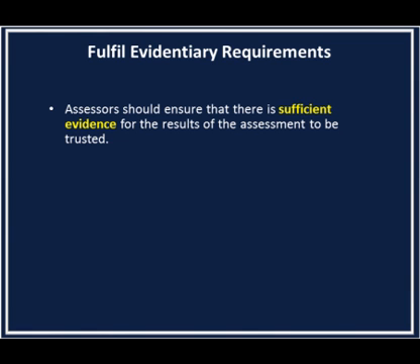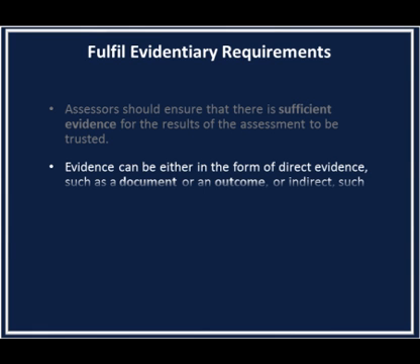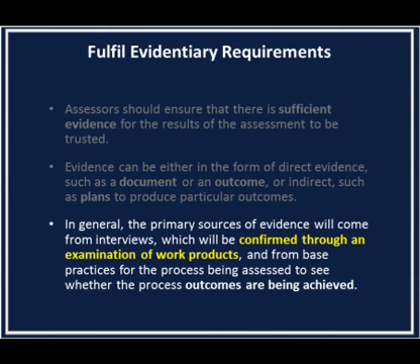Assessors should ensure that there is sufficient evidence for the results of the assessment to be trusted. Evidence can be either in the form of direct evidence, such as a document or an outcome, or indirect, such as plans to produce particular outcomes. In general, the primary source of evidence will come from interviews, which will be confirmed through an examination of work products, and from best practices for the process being assessed to see whether the process outcomes are being achieved.